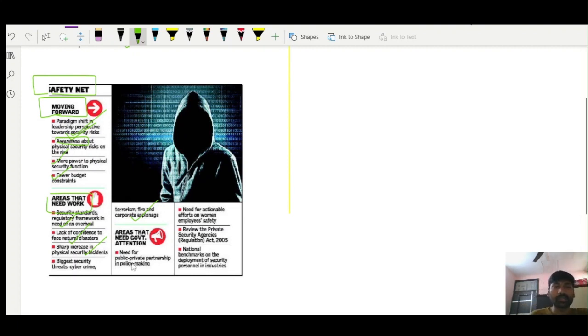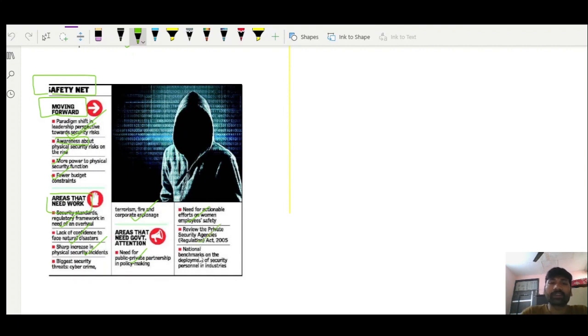In cybersecurity, to enhance and further strengthen the cybersecurity architecture, we need greater public-private partnership, and there should be actionable efforts on women employee safety. This improves the safety and security of women and also has a positive impact on workforce participation, the female workforce participation in the total workforce.